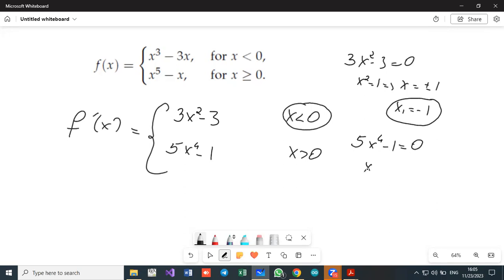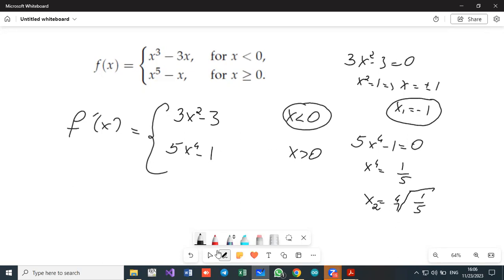Here x^4 equals 1 over 5. For positive x's, if we assume x to be positive, the fourth root of 1 divided by 5 is our second critical point so far. And now let's understand what's going on at point 0.